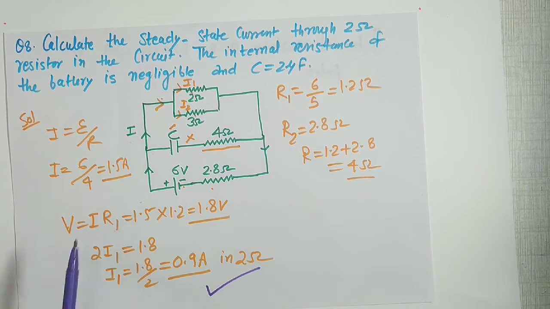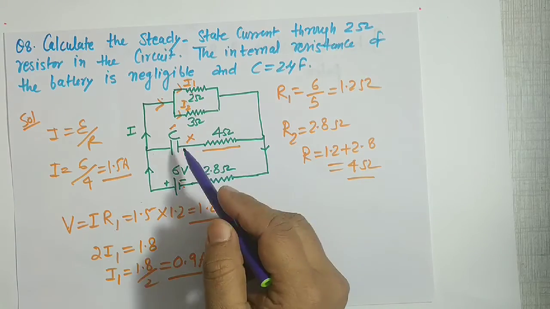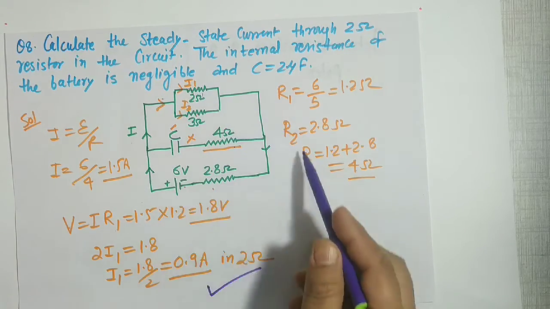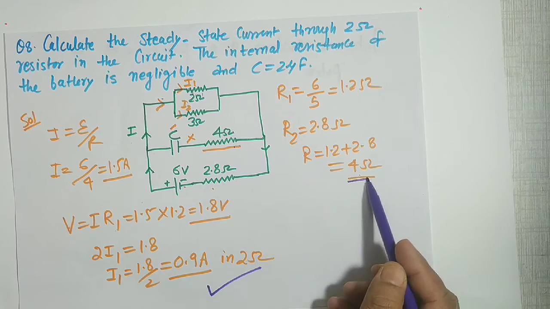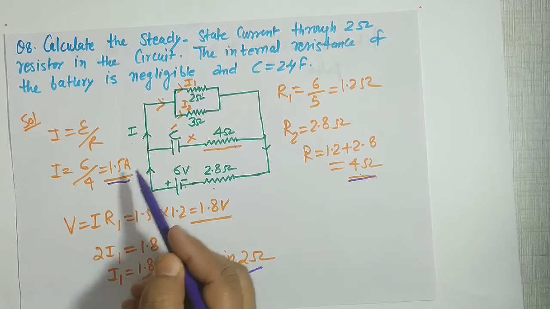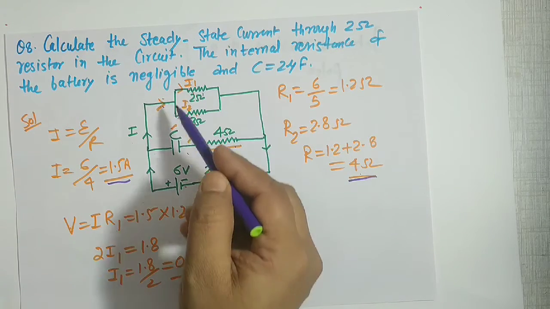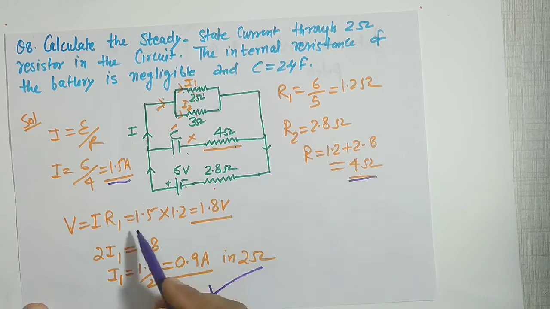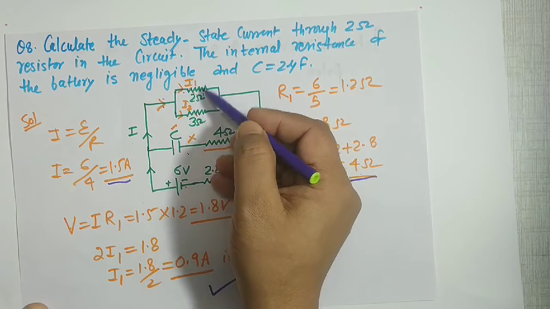Are you getting it? So again I am repeating that this capacitor doesn't pass the current. So this will be negligible. So we will take the net resistance. Net resistance is coming 4 ohm. Then net current, and then current will go in this only because no current passes here. So we got that the voltage across this is what? I R1, and that is 1.8 volt, and in parallel the voltage is the same.